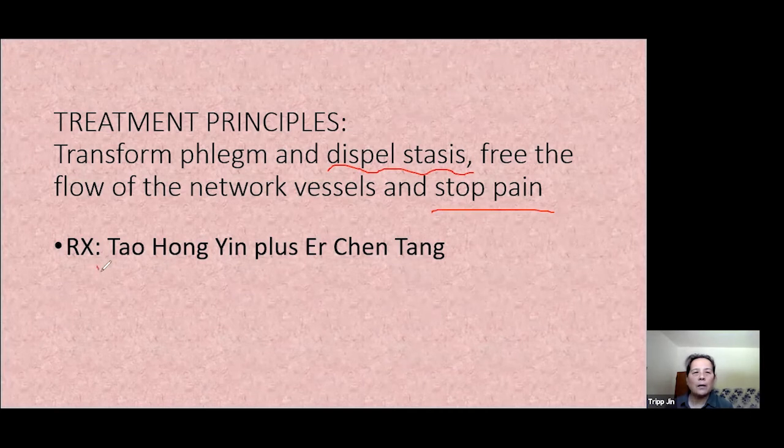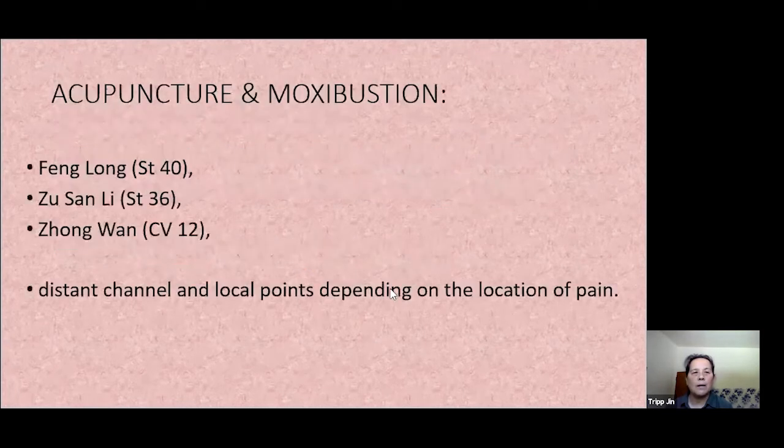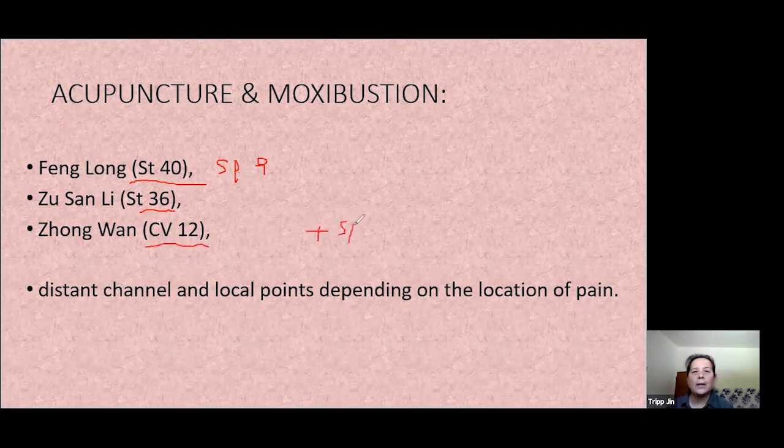So we use two formulas here, Tao Hong Yin, still with tao ren and hong hua inside, moving blood, plus Er Chen Tang. Er Chen Tang is the basic formula to resolve phlegm. So we combine them together and certainly we can add more herbs later. And the acupuncture treatment, we can still use stomach 40 to resolve phlegm, spleen 9 to resolve phlegm, and stomach 36 to generally tonify there. And CV12 regulates the middle burner. You can still add more points to move blood, spleen 10, bladder 17, plus local points.